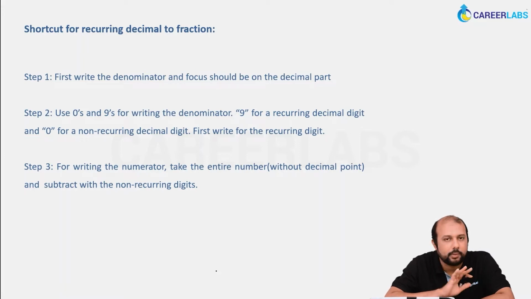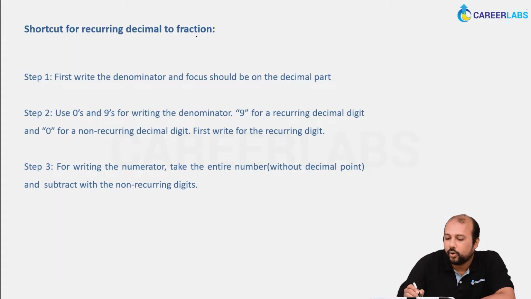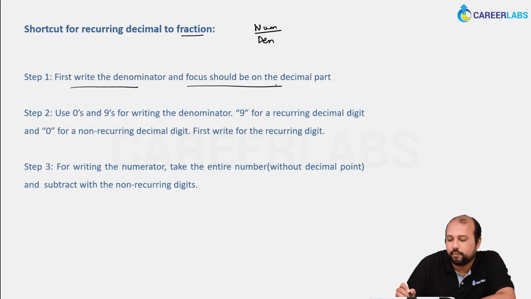There are 3 steps, maybe not exactly 3 steps, only 2 steps, because in a fraction there are only 2 parts: one is the numerator part, another is the denominator part. To add more clarity, I have defined 3 steps. So first, write the denominator and focus on the decimal part. When you are writing the denominator, you should consider only the decimal part of the given number.